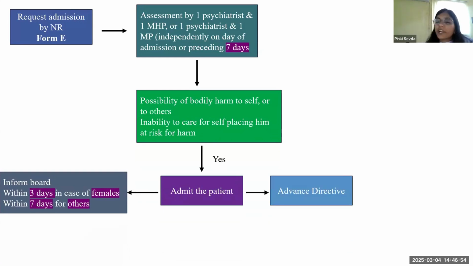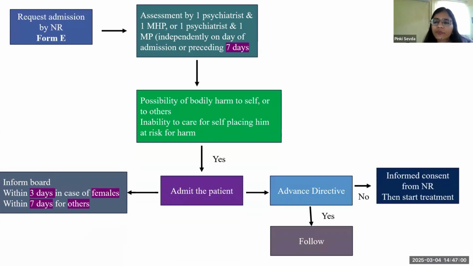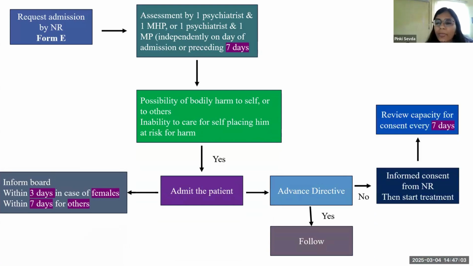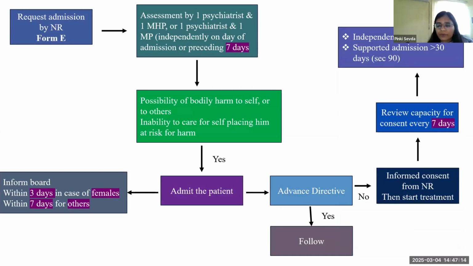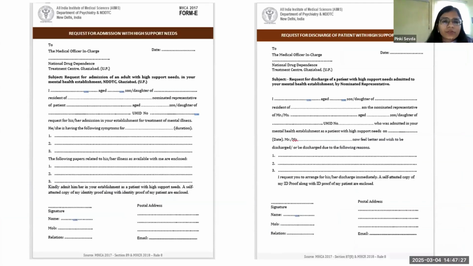We will also see whether an advance directive is there or not. If it is there, then we will follow the same. If it is not there, then we will take the consent from the NR and then we will start the treatment. And we should review the capacity every 1 week in cases of high support admissions. After reviewing the capacity every 7 days, the patient might go into independent admission under section 86, or if the admission exceeds 30 days, then the patient will be admitted under section 90. So this is the admission form, Form E, and this is Form H1 for discharge in high support need patients.